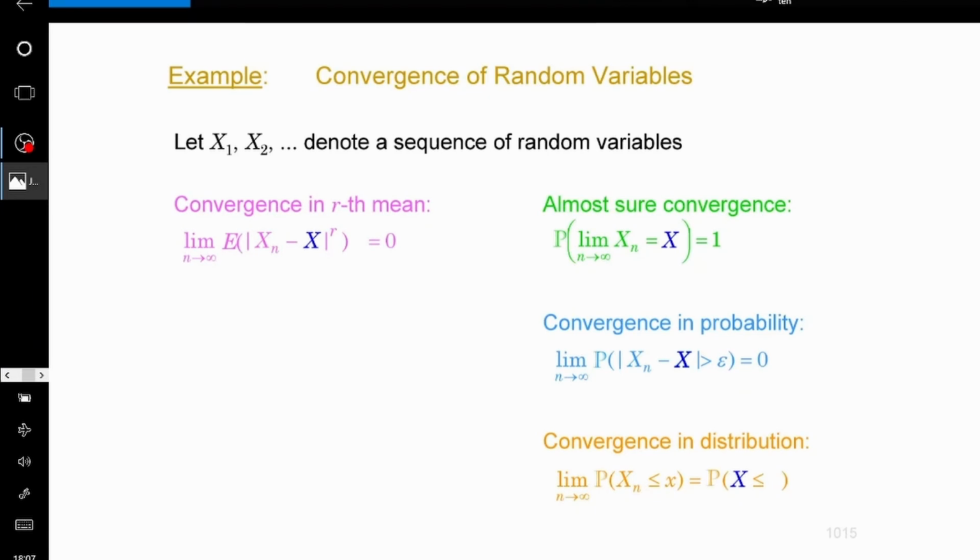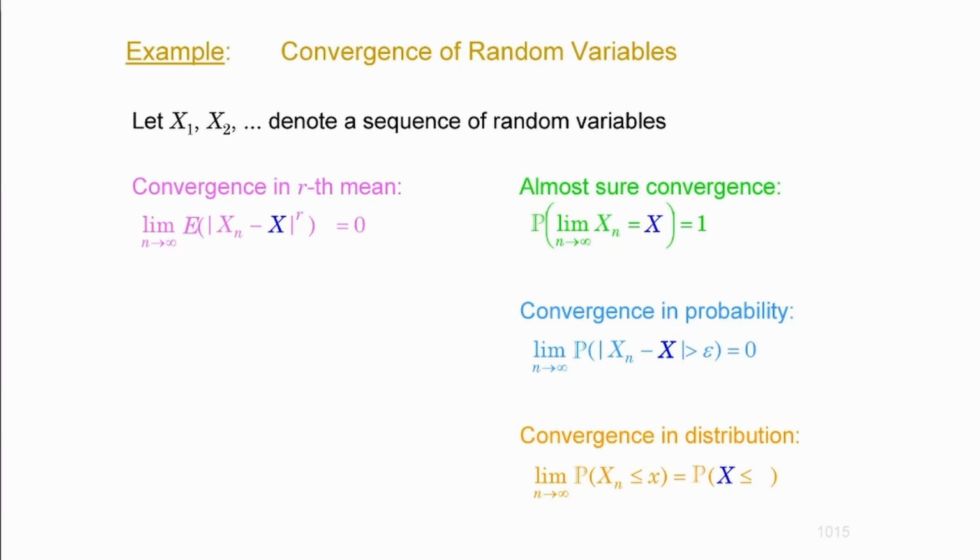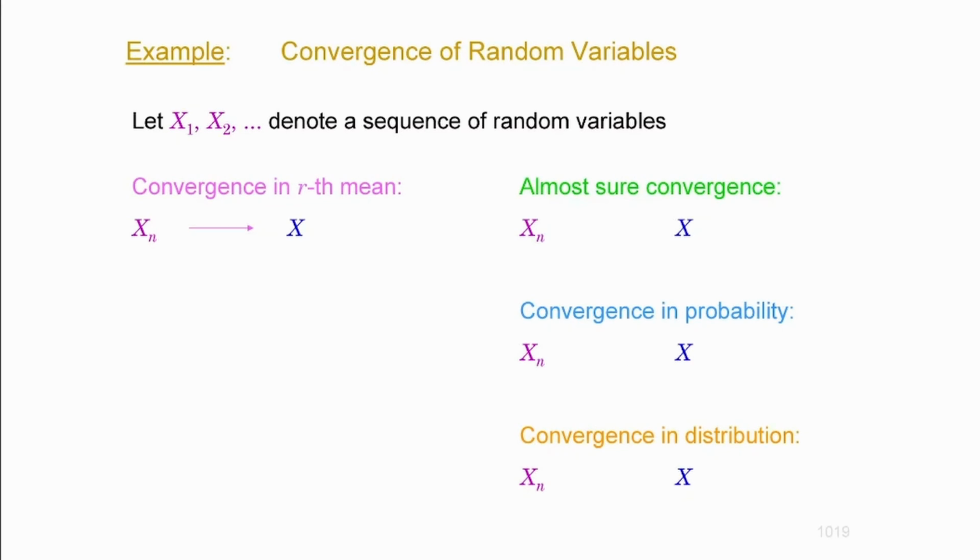Okay, convergence in distribution, that was the last part. I apologize. So we also have different notations here for that. Same thing: here again, LR for convergence in r-th mean, AS for almost sure convergence, P for convergence in probability, and D for convergence in distribution.